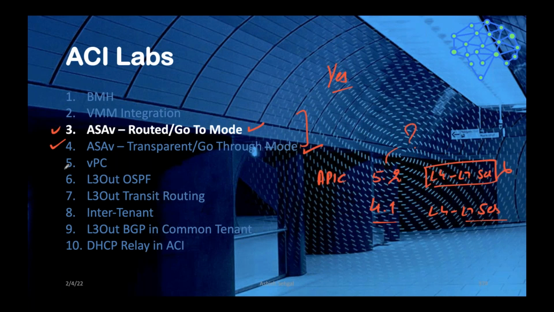Just to stop you here before you go further: you mentioned that in the 5.x version the L4 to L7 model will be removed, so that means Cisco is not going to support those models anymore. Further clarification: let's not say 5.x. In version 5.1, the L4 to L7 services tab is available, but version 5.2 is not.